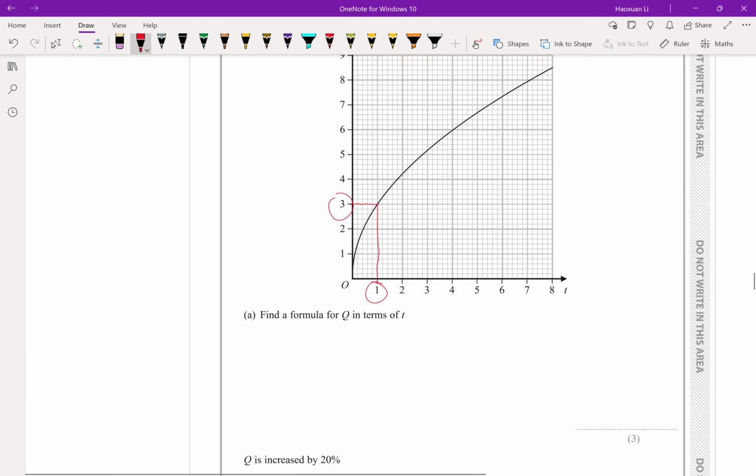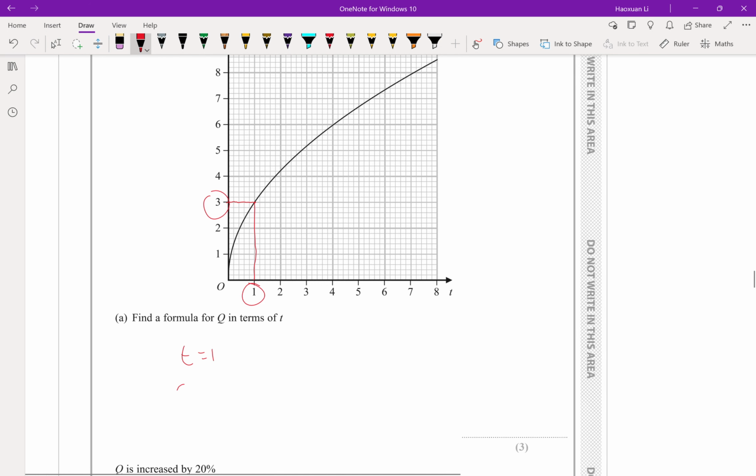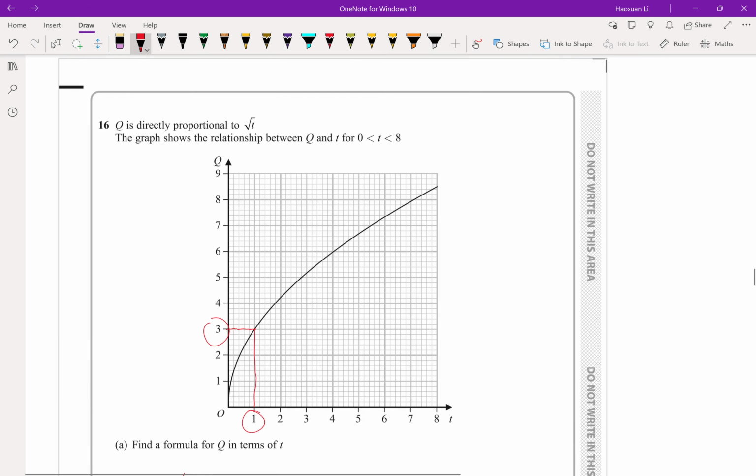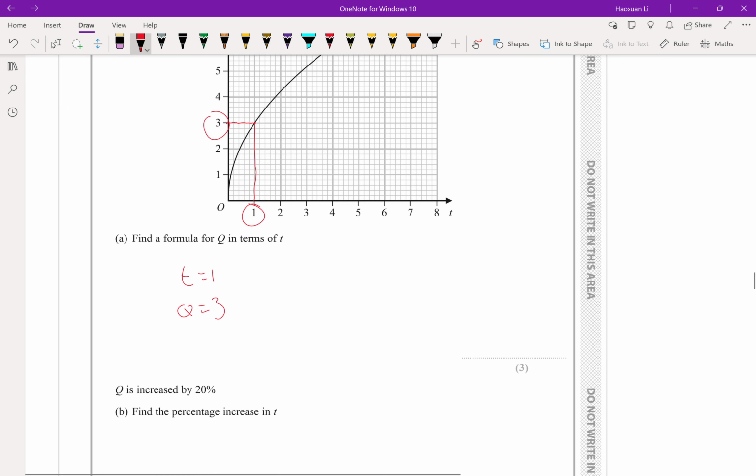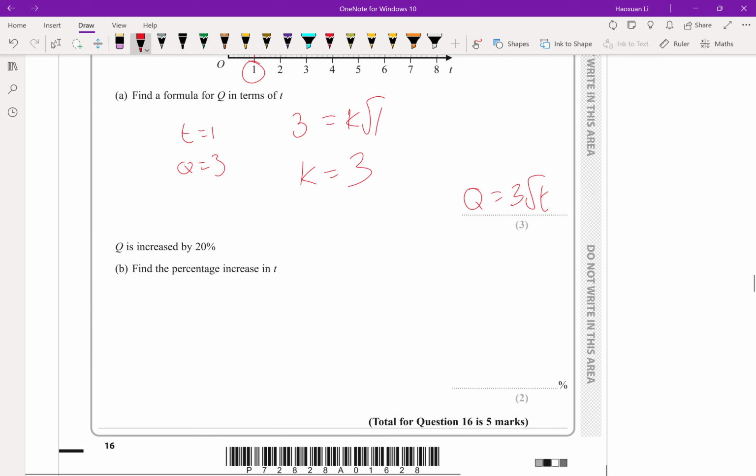So here t is 1 and Q is 3. So the formula for direct proportion will be Q equals K times the square root of t. So 3 equals K times the square root of 1. So K here will simply be 3. So if we rewrite it and substitute the value of K in, Q equals 3 square root of t.